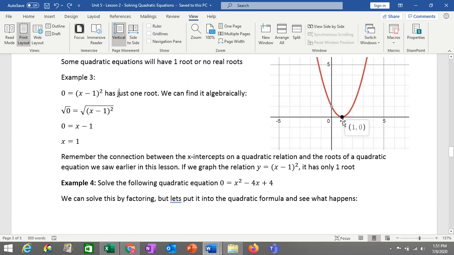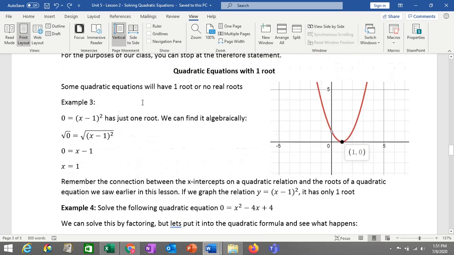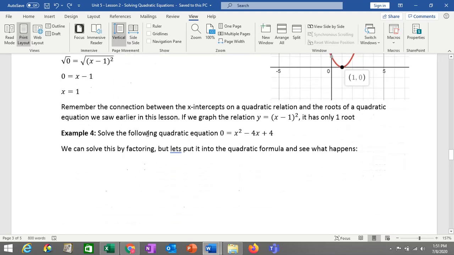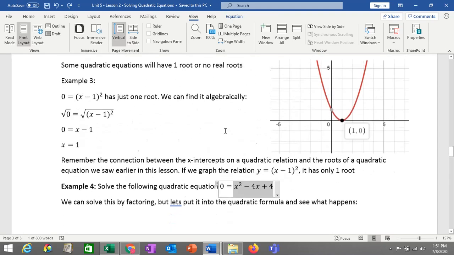So that's connected to this case, where you only have one x-intercept because the vertex is actually on your x-axis. So it's not touching at 2 points, it's just touching at 1. Okay? So it's fairly easy to pick out if you have your equation in this form. But what if you have an equation like this? This is not in that form. Now you can actually change this into that form.